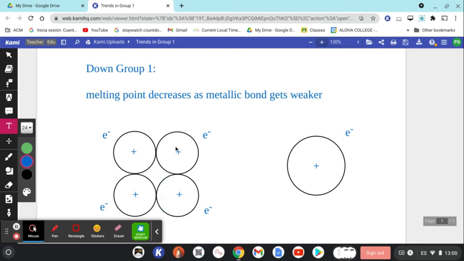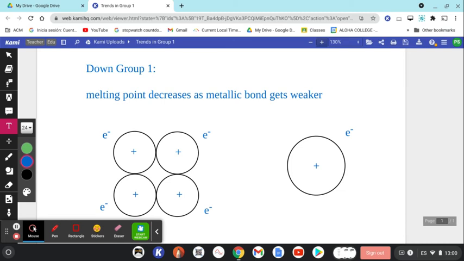Now a quick recap of metallic bonding, where the ions of the metal, the cations, the positive ions, are arranged in a lattice, an ordered structure, and the electrons are delocalized. In this example, we can say that this ion has a charge of +1, so it's lost one electron, and that electron is free to move throughout the structure. Now, why does it get weaker down the group?